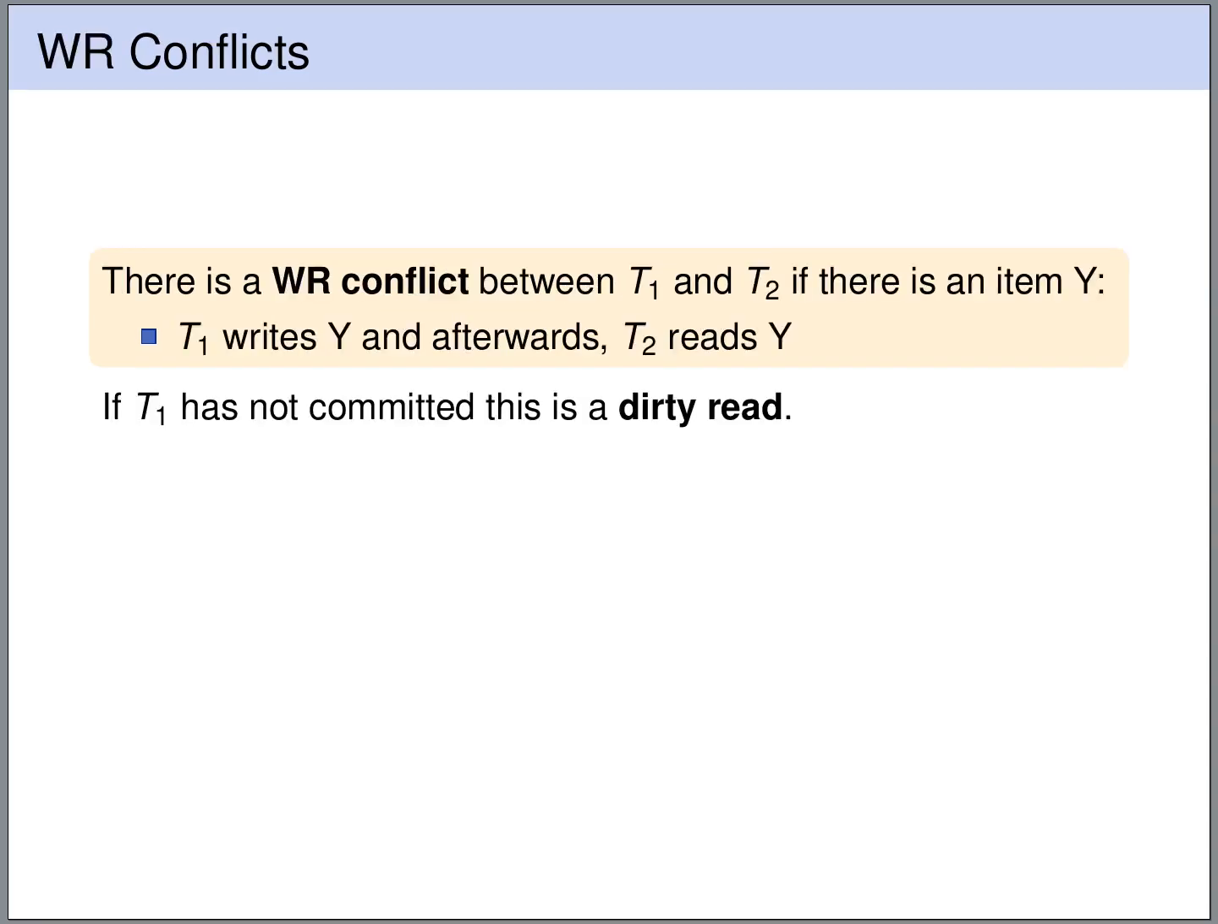We have a write-read conflict between transactions T1 and T2 if there is some object y such that T1 writes y and afterwards T2 reads y. So first we have the write and then we have the read of the same object. If the first transaction T1 has not yet committed, then this is a dirty read.